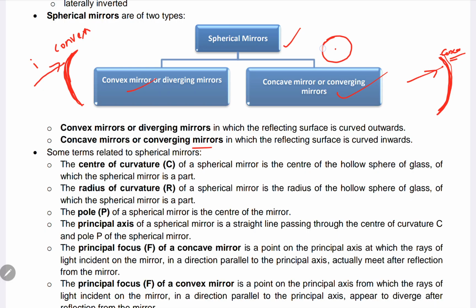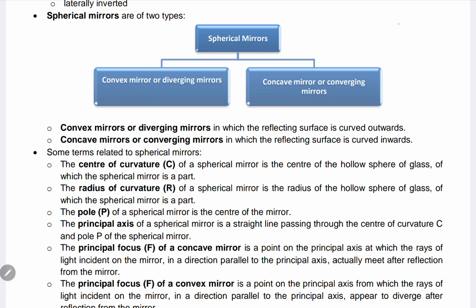So for example, if this is the sphere and you are cutting like this, it becomes a convex mirror. If you are cutting like this, and this is the part, it becomes a concave mirror. So if that is the assumption, the center of that particular part of the sphere from where you cut the mirror gives the center of curvature of that particular mirror.